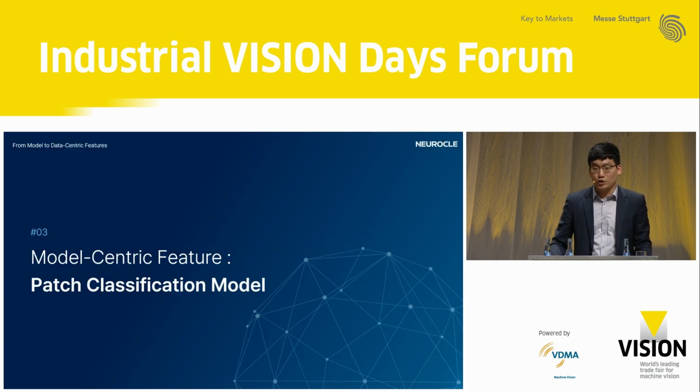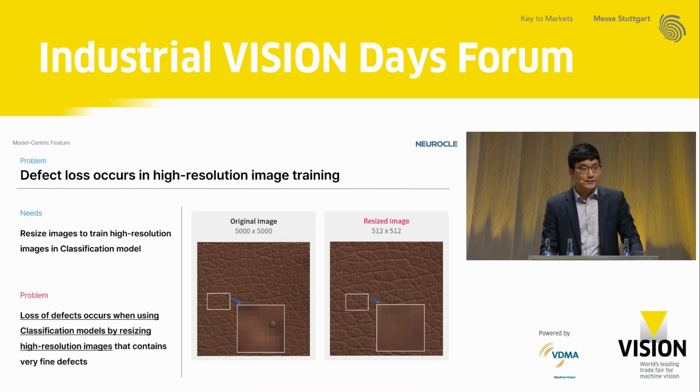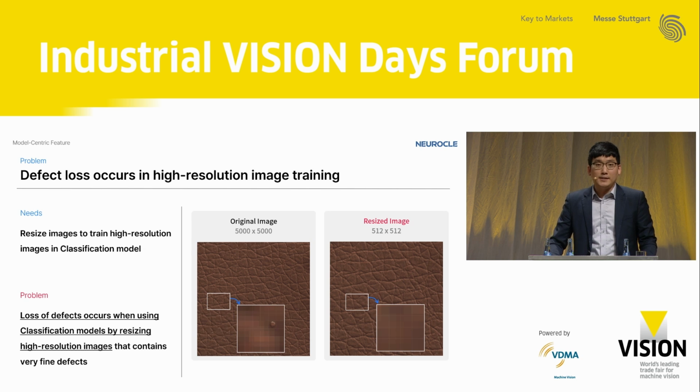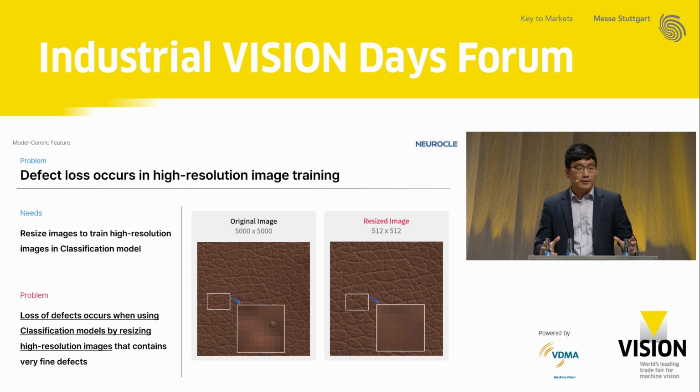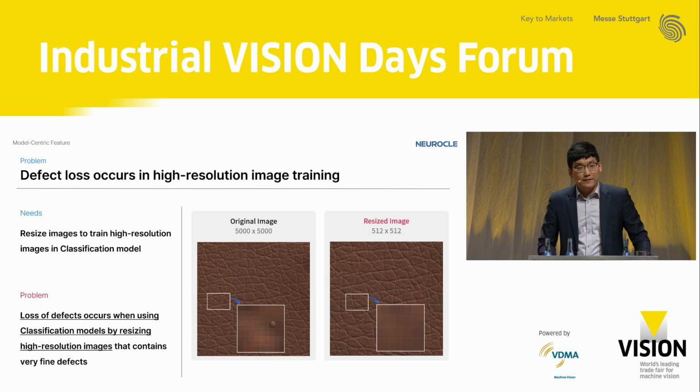The next thing we want to share is the patch classification model. I think you know the normal classification model, but when we train a classification model, the basic unit is just the image itself, so sometimes if you're using high resolution data, you have to resize the images into maybe 1024 by 1024. But if the defect is too small, then maybe we lose some defect information. So in that case, we have to think about how to deal with this situation.